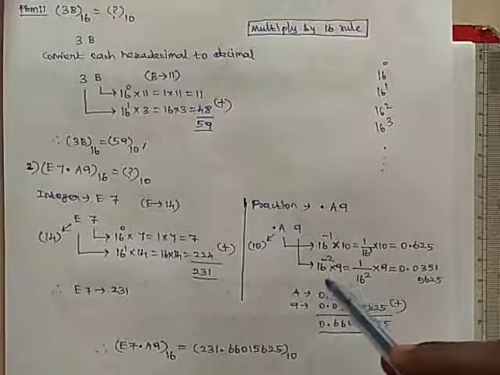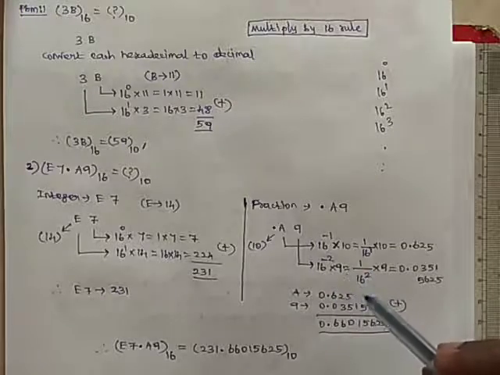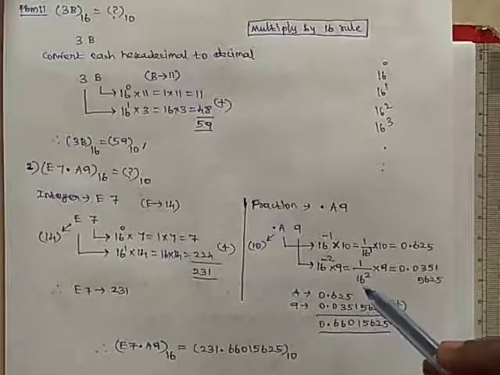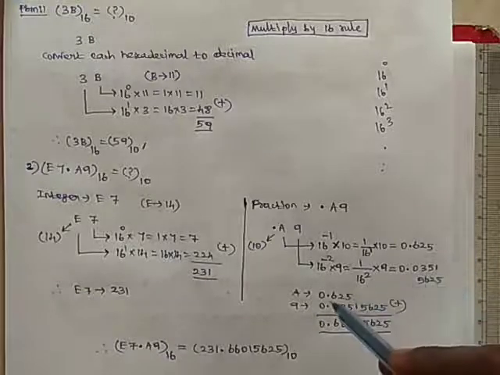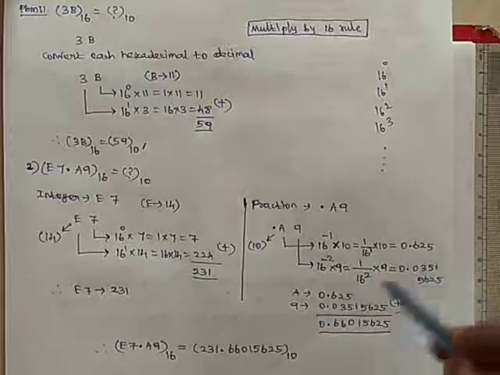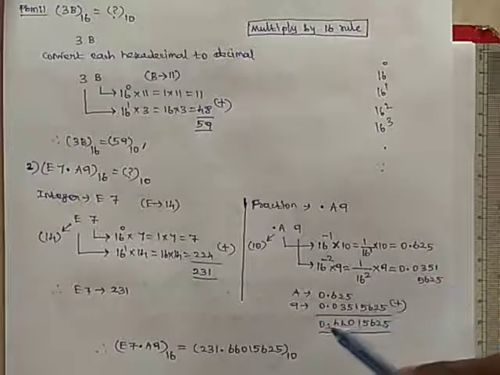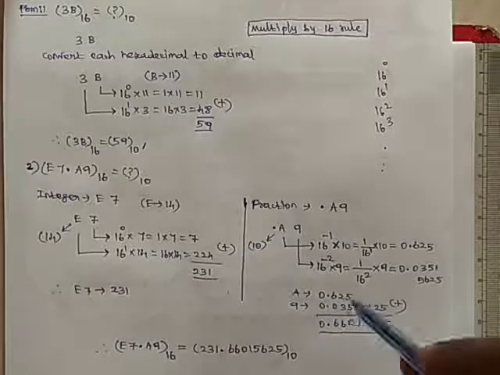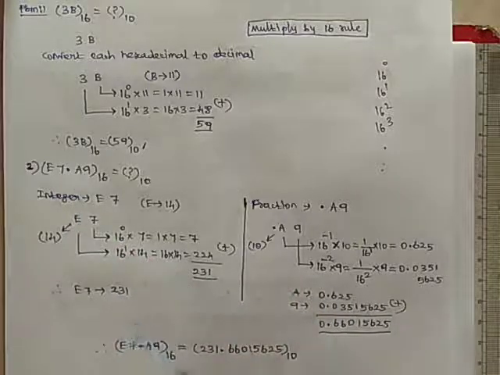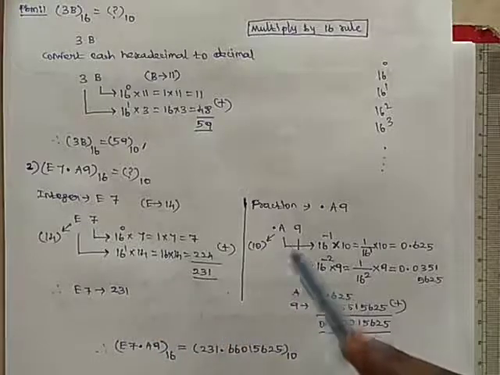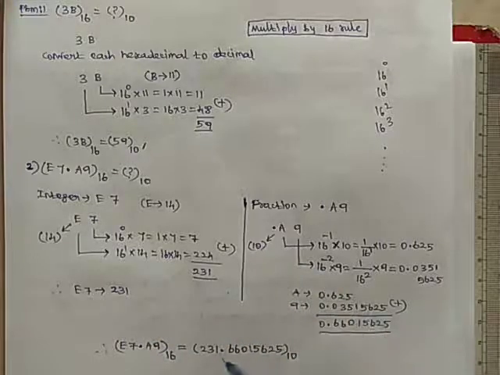0.625. Then 9, so 16 power minus 2 into 9: 1 by 16 squared, which is 256, so 9 by 256 gives 0.03515625. Then you have to add. So this is 0.625 for A and this is the number for 9, so we add these two, then we write the result. So for E7 we get 231, and for A9 we get this answer, which we write after the point.